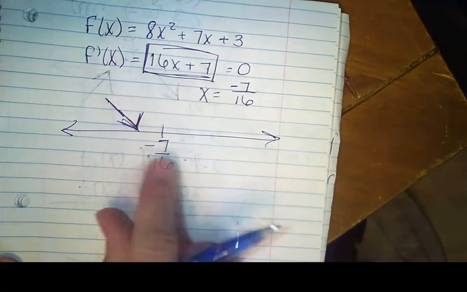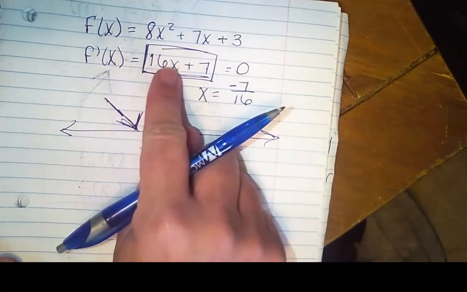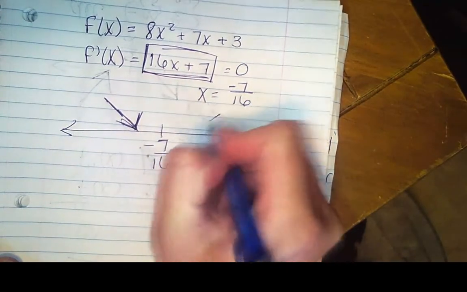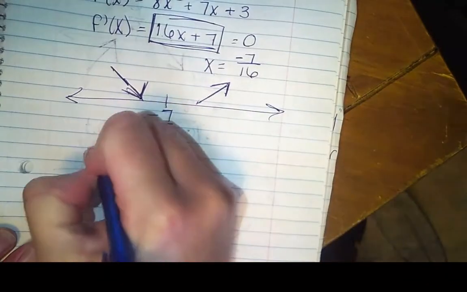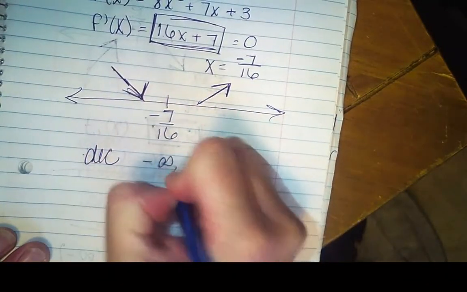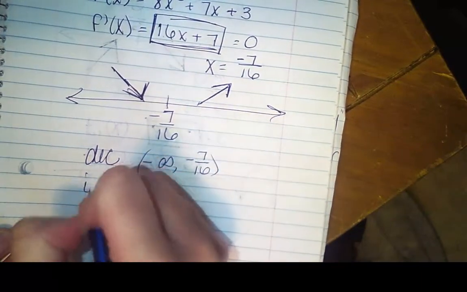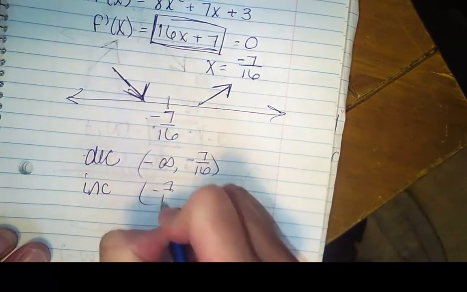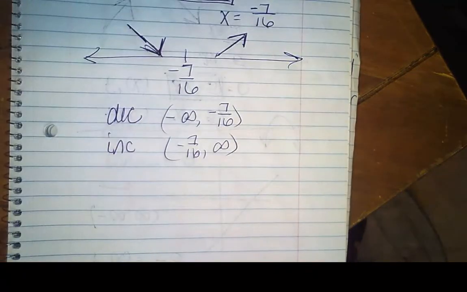Give me a nice friendly number after negative 7/16. Well, how about 0? 16 times 0 is 0, plus 7 is positive. So it will be increasing. So where is it decreasing? From negative infinity to negative 7/16. Where is it increasing? From negative 7/16 to positive infinity.